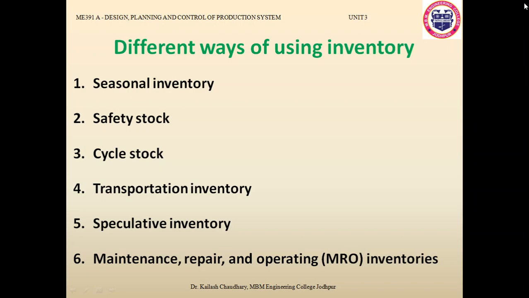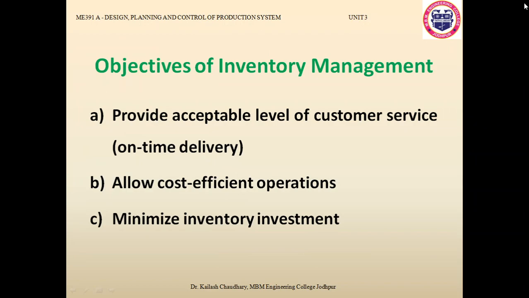Last is the maintenance, repair and operating inventory. It includes maintenance supplies, spare parts, lubricants and daily operating supplies such as pens, pencils and notepads. These items support general operations management but are not part of the product the company builds. Now we'll see the various objectives of inventory management. It provides an acceptable level of customer service, it allows cost efficient operations, and it minimizes the inventory investment.